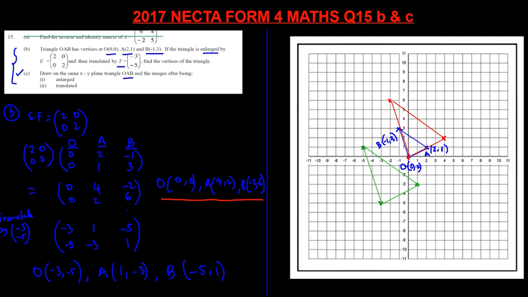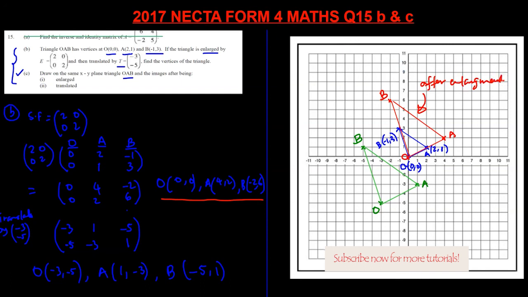Finally we just need to put in our points. So at (-3, -5), this would be O. A would be at (1, -3), so this will be A, and this will be our B. Similarly, don't forget to label this: that's O, that's A, and that's B. If you want, you can label this one after enlargement, and this one after translation.